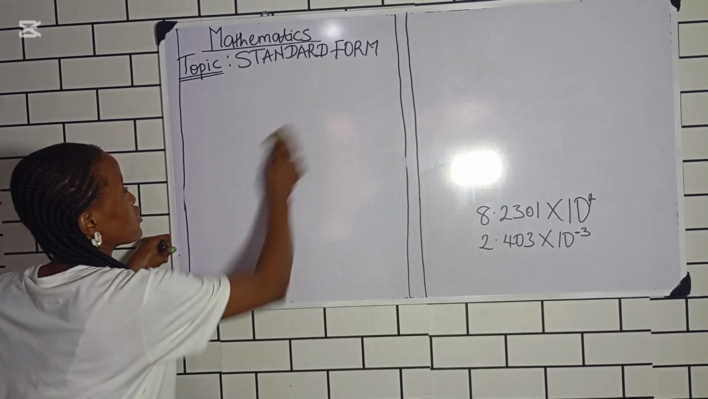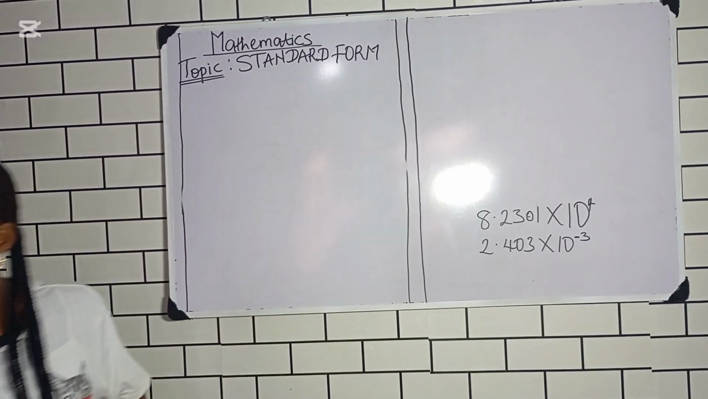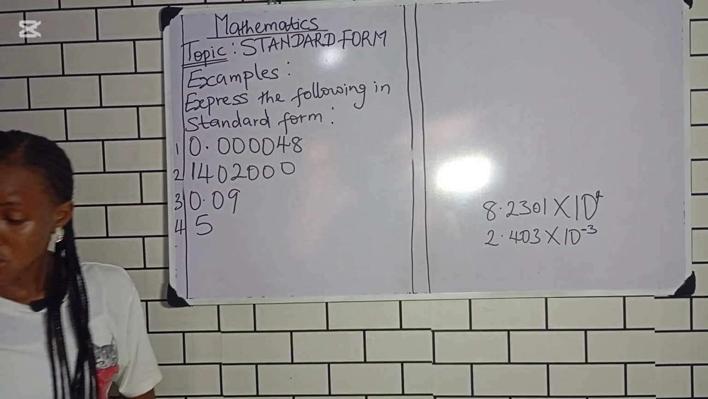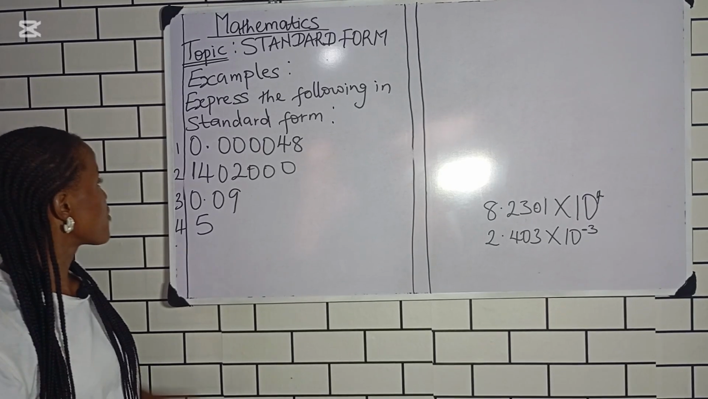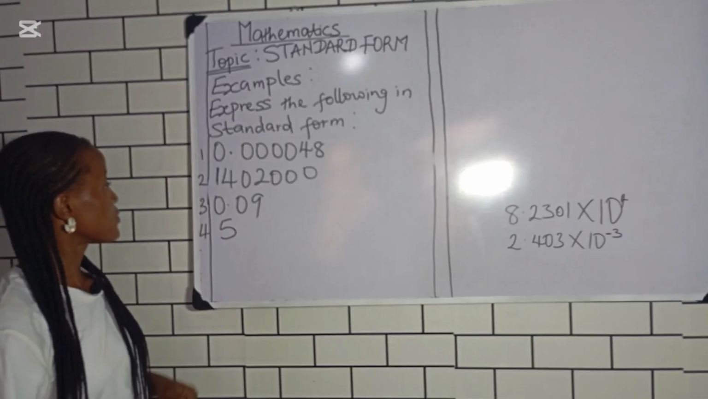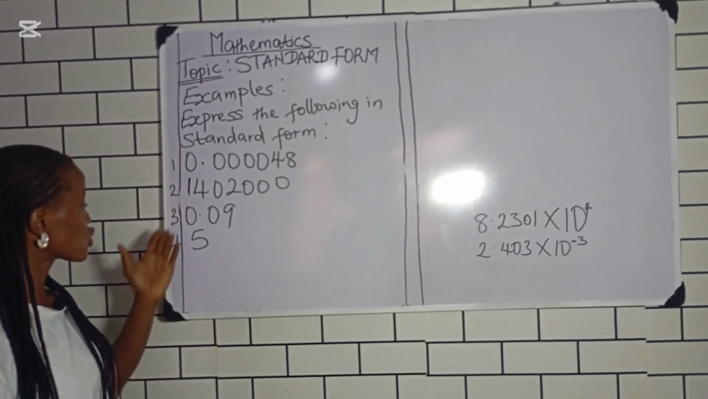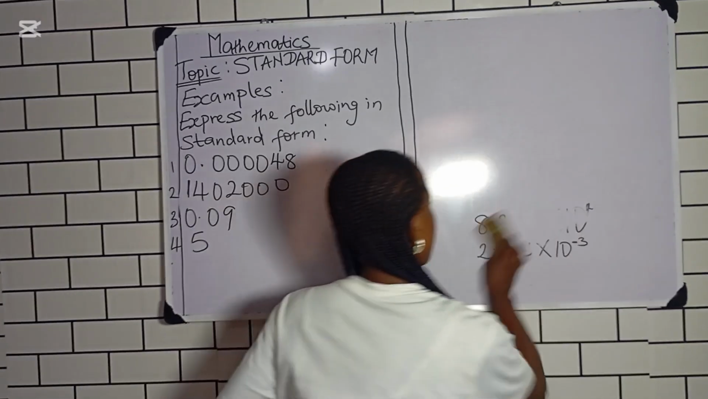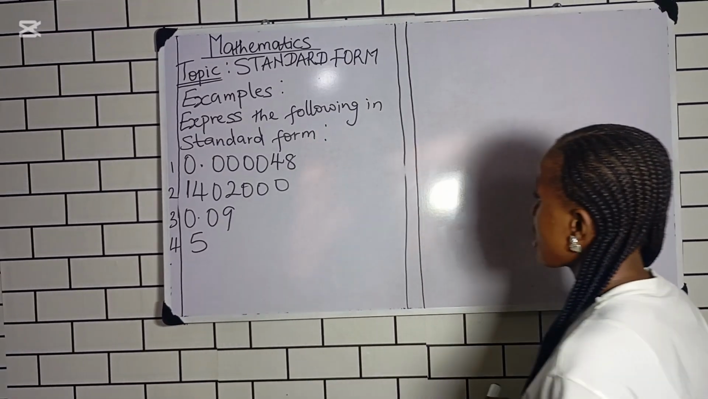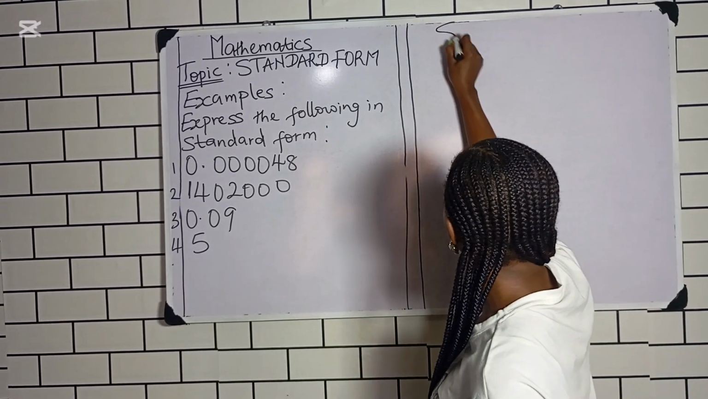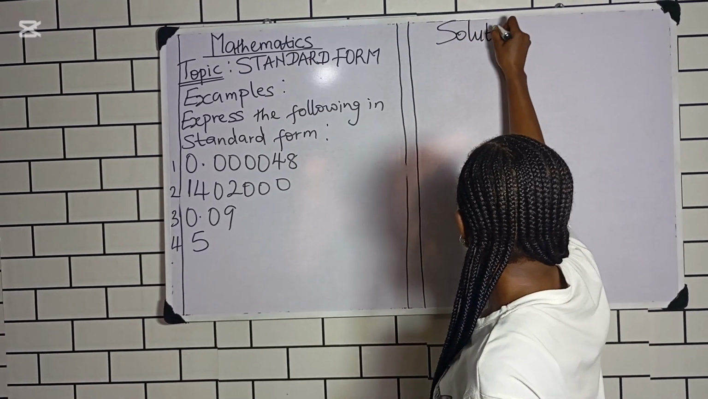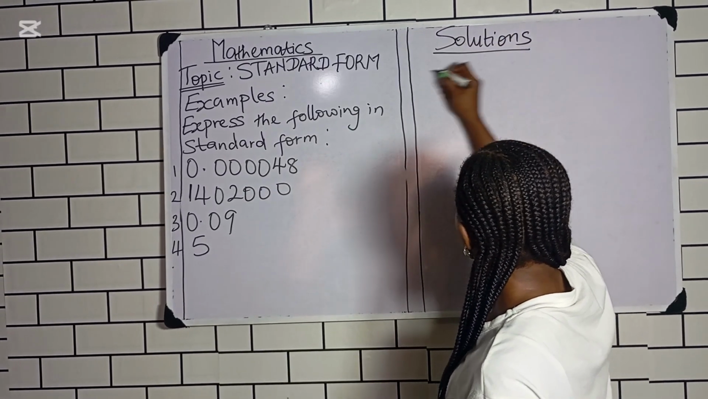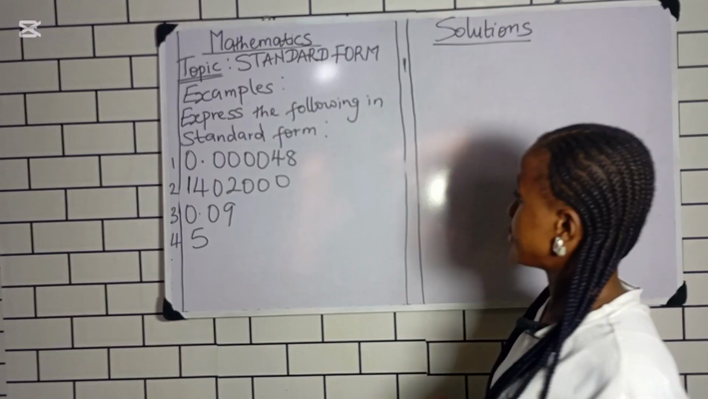Now we're going to solve some examples under standard form. We're going to express all these numbers in standard form. The first one is a decimal number. The second one is a whole number. The third is a decimal number. The fourth is a whole number. Expressing them in standard form, solutions. Number 1.